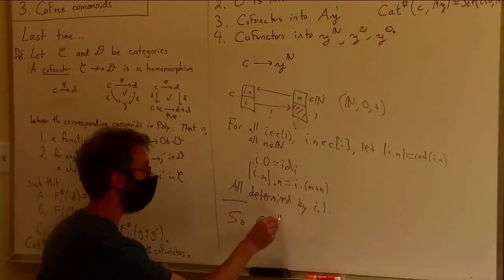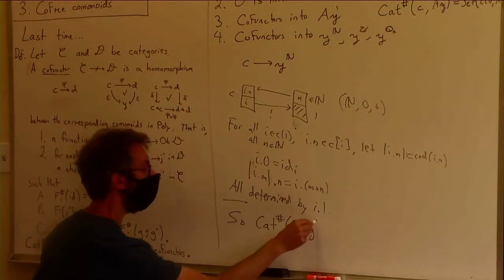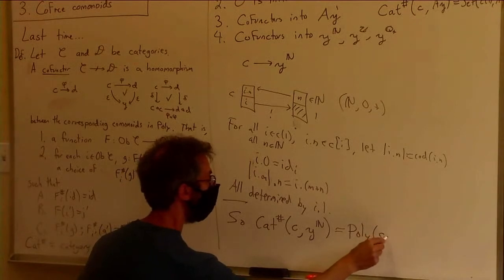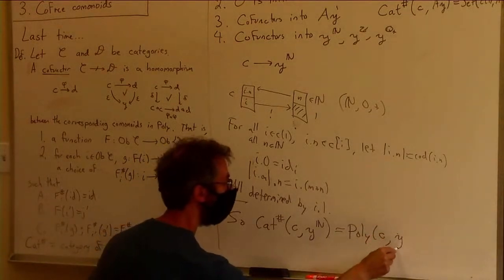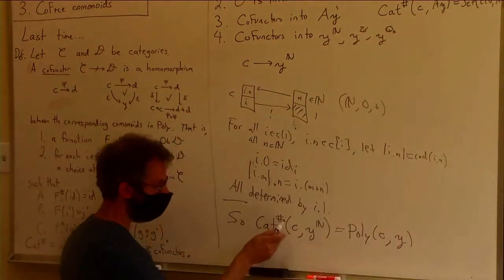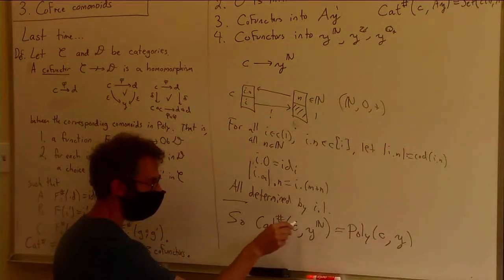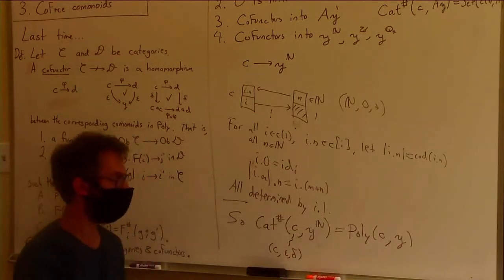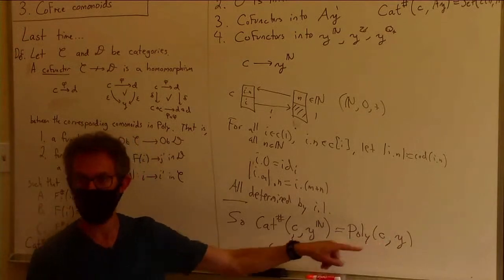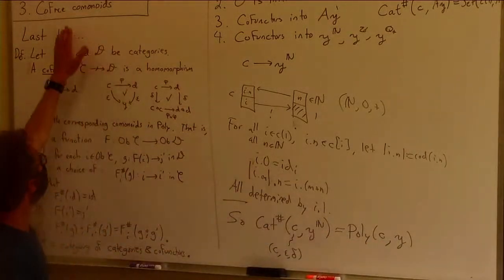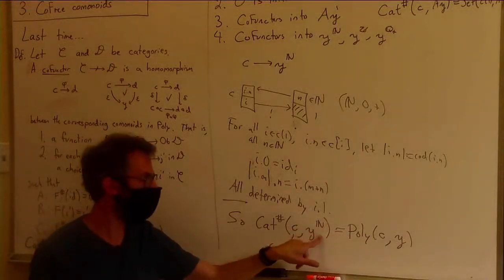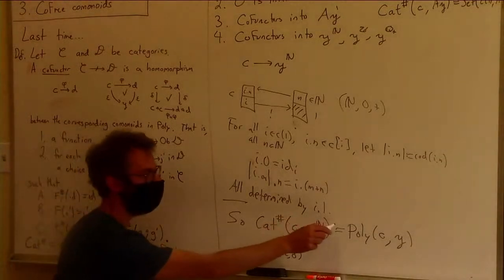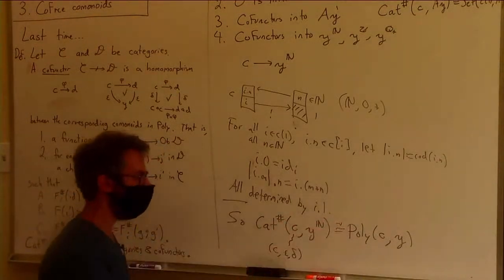And so what we're saying is that Cat♯ maps from C to y^N is the same thing as polymaps from C to y. Now, I've abused notation here because this C over here is really C with some comonoid structure, and this C here is the underlying polynomial. But the point is, this is again going to get us to Cofree comonoids. We're saying that y^N is the Cofree comonoid on y. We're not ready to tell you what that is, but that's what this adjunction, this equation, is going to tell us.